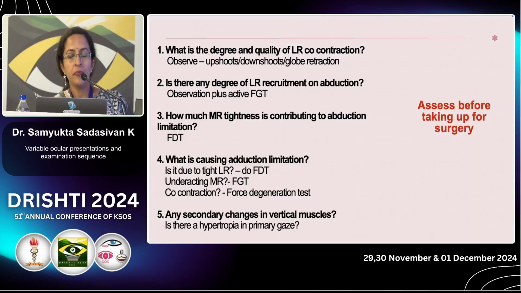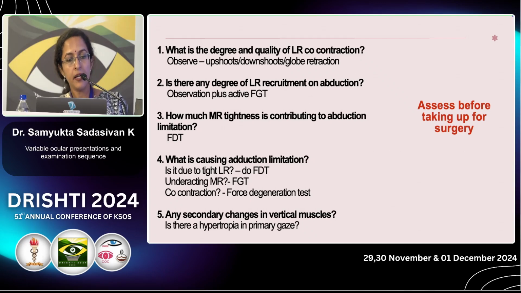So before you take up the patient for a surgery, 5 questions need to be answered. What is the degree and quality of LR co-contraction? This you will get to know by a thorough observation and grading of the overshoots and globe retraction. Question 2, is there any degree of LR recruitment on abduction? Is there any residual LR activity? Here you go for observation plus active FGT.